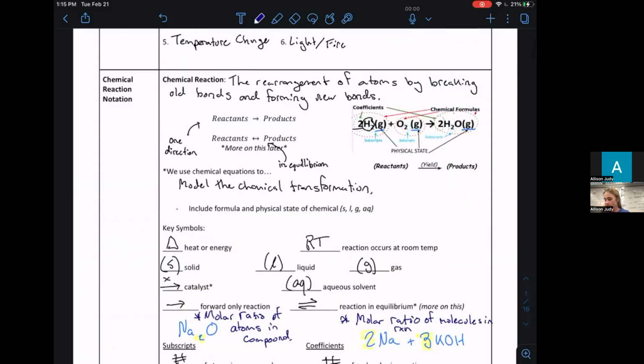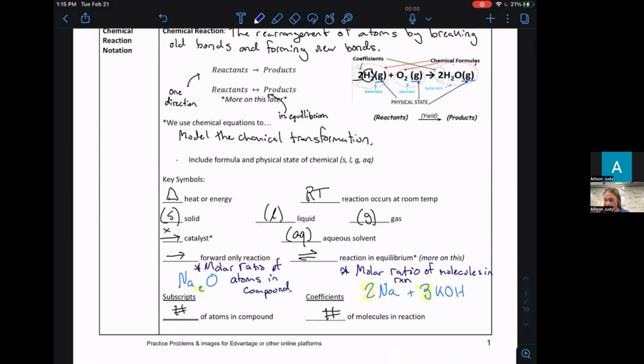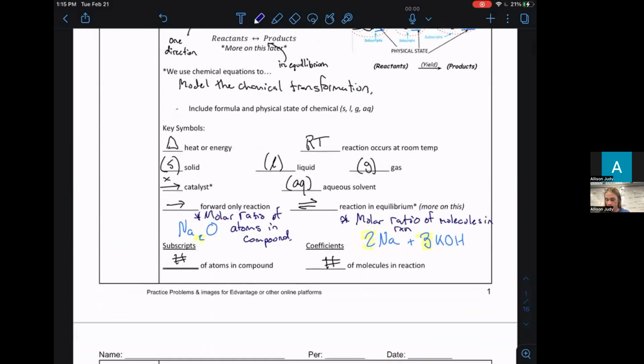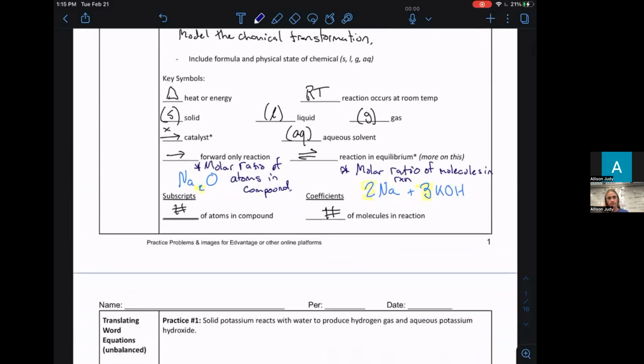Does that all make sense so far? How we write chemical reactions, basically, with the subscripts and the coefficients?